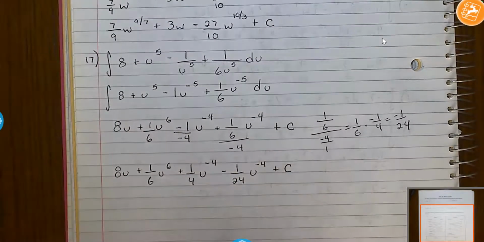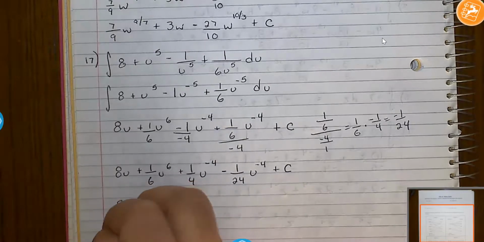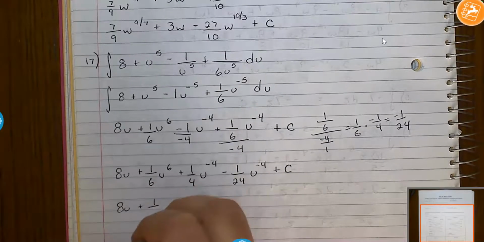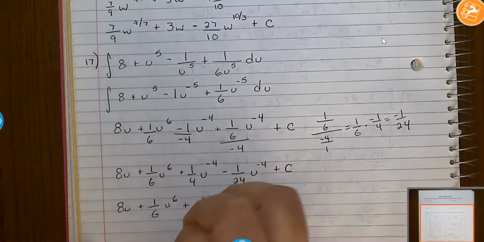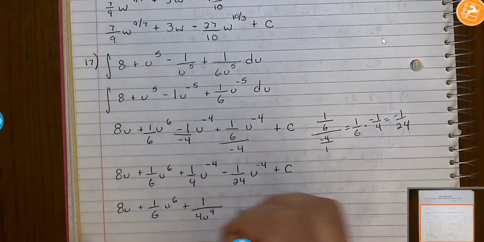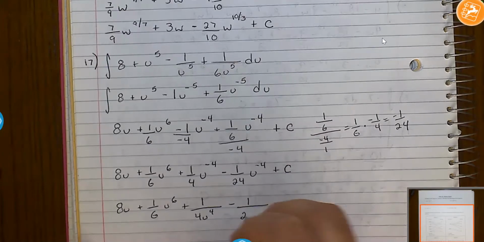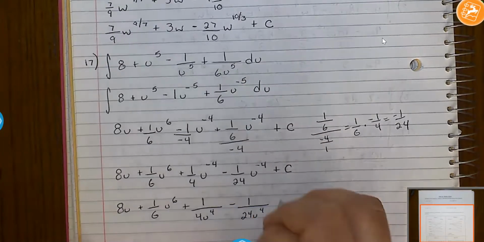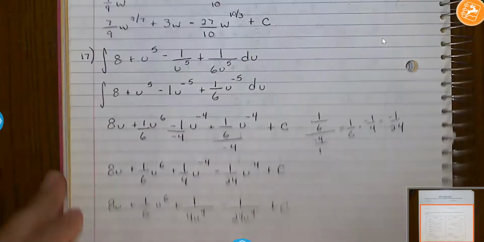So if you want to rewrite this, I'm fine with you leaving it like this, but if you want to rewrite it, you can take those negative exponents and put them in the denominator. So this would be 1 over 4 u to the fourth minus 1 over 24 u to the fourth plus c. All right, let's move on to number 19.